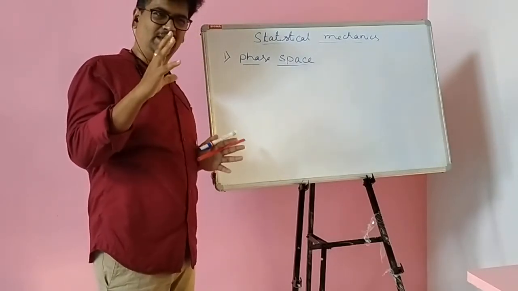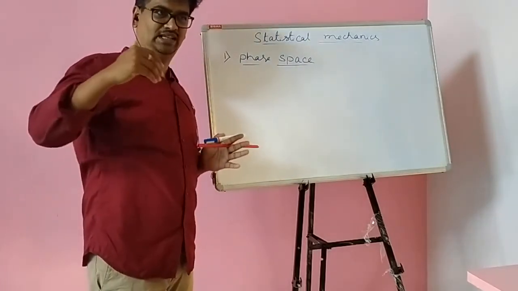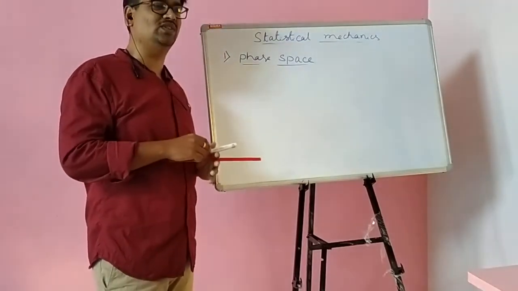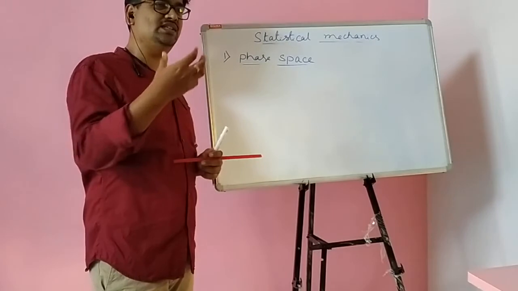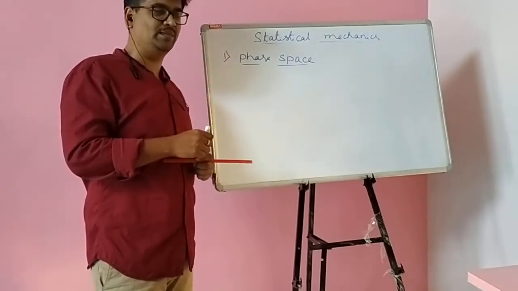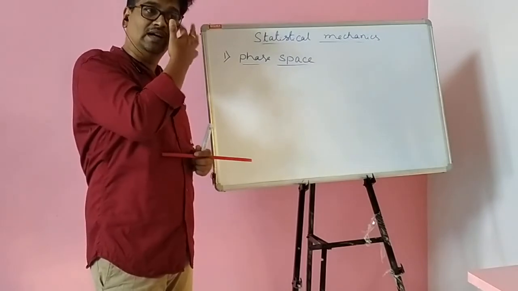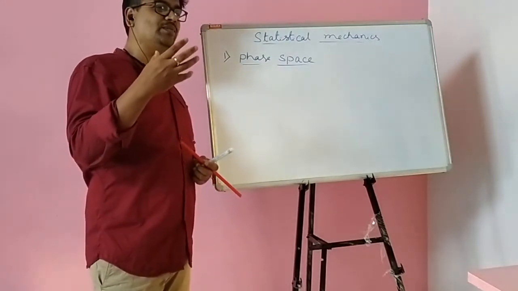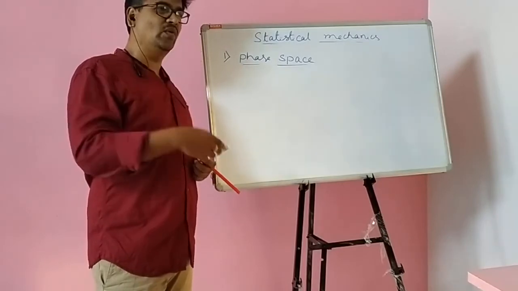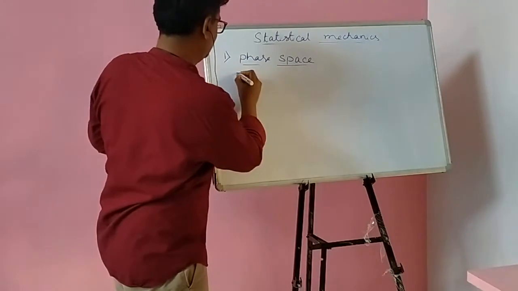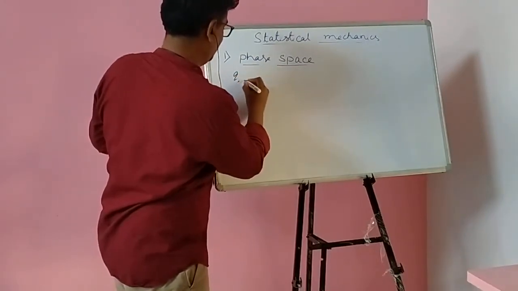We know a three-dimensional space which has x, y, and z coordinates. We don't know this phase space. I will define what phase space means. To define a mechanical system completely, we define some quantities, that is Qi and Pi.